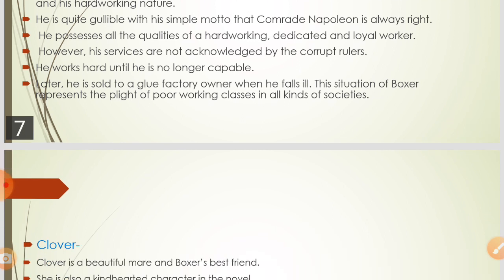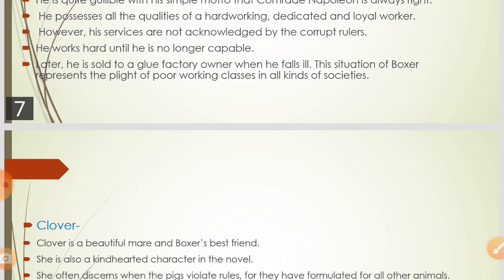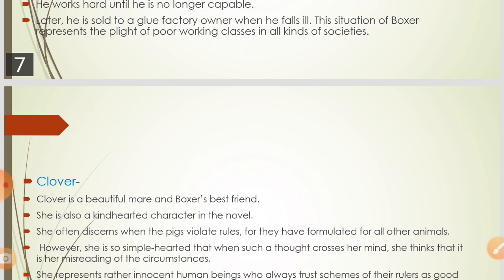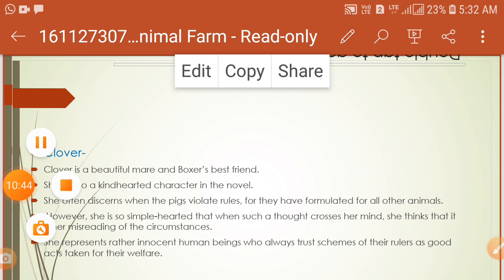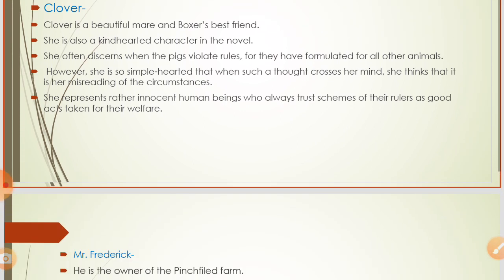However, his services are not acknowledged by the corrupt rulers. Though he works hard, yet the corrupt rulers don't like his service. He works hard until he is no longer capable. Despite his inability to do work, he works hard. After he falls ill, he is sold to a glue factory owner. The situation of Boxer represents the plight of the poor working class in a society. He represents the poor working class who is not taken seriously and not thought about.